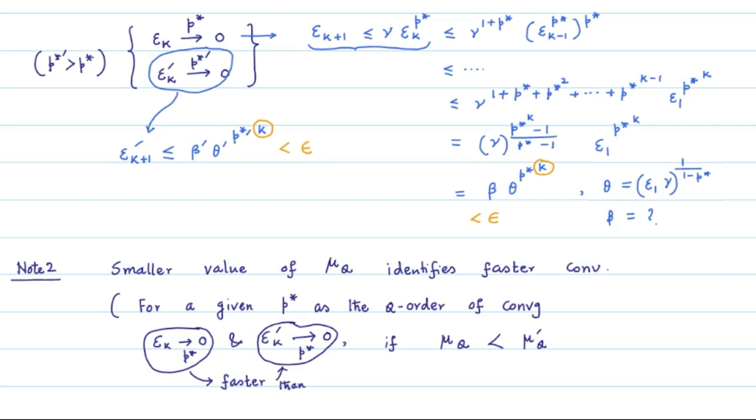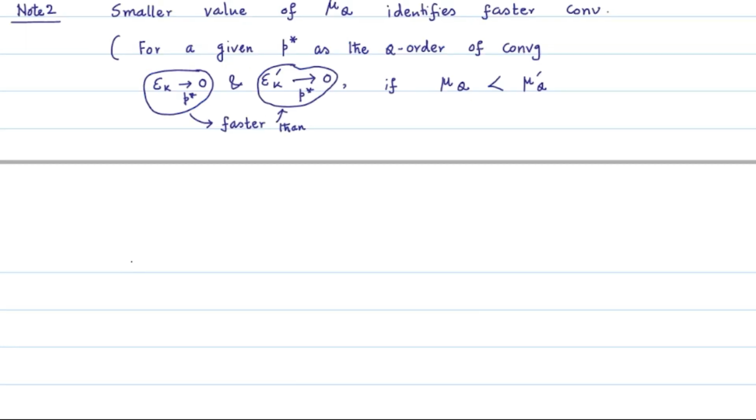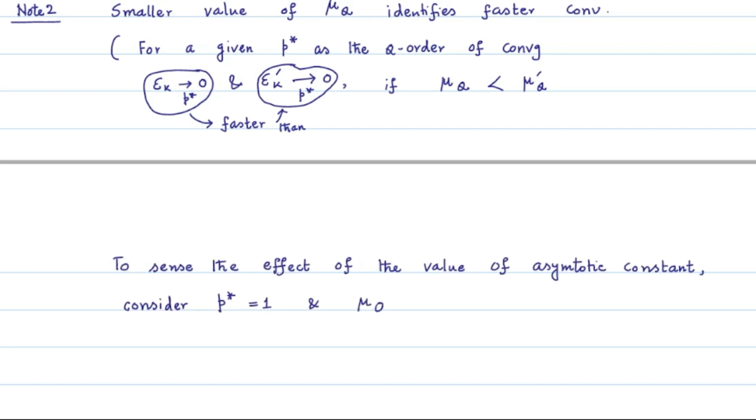To exactly feel the effect of the value of this asymptotic error constant mu q, let us consider a specific value of p star, say equal to 1, and we choose two values mu q and mu q dash as 0.1 and 0.9 respectively. So we take mu q to be 0.1 and mu q dash to be 0.9. These mu q's are also referred to as asymptotic error constants because they are given by the sequence epsilon k, which is crudely referred to as the error, the distance from the kth element of the sequence to the exact limit of the sequence xk.